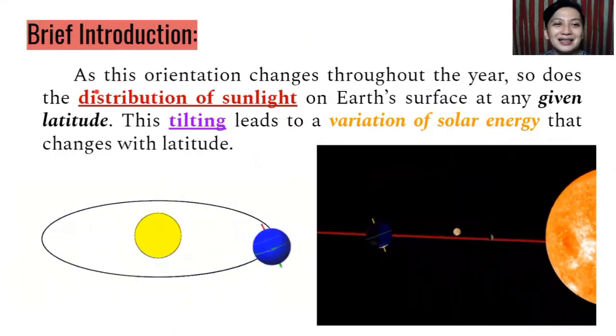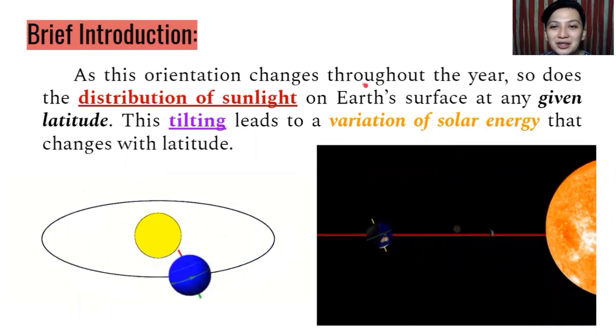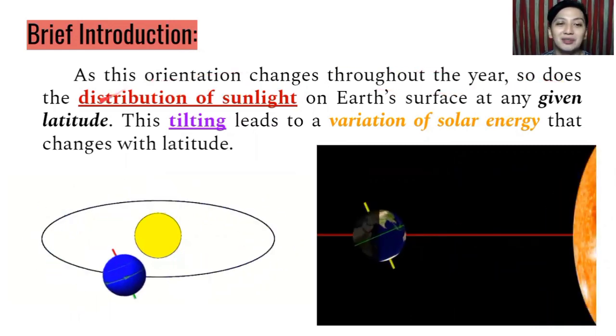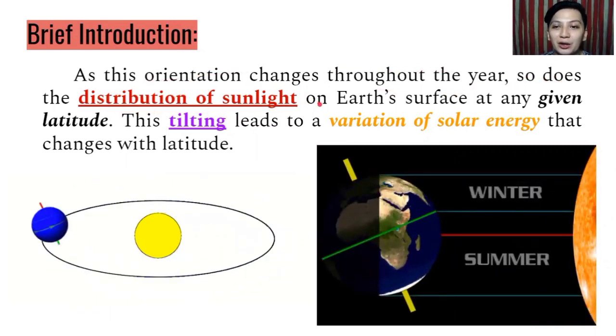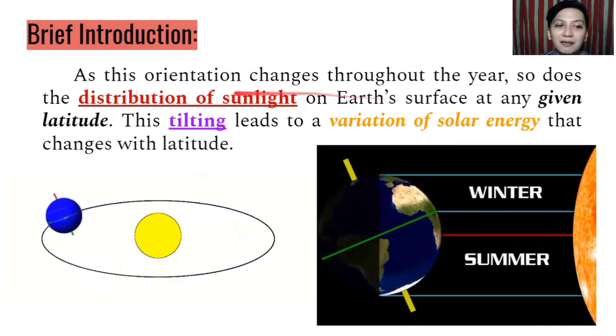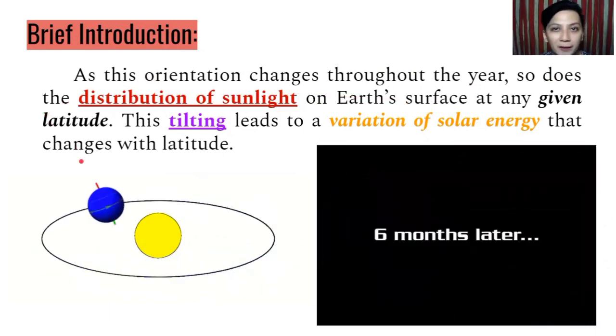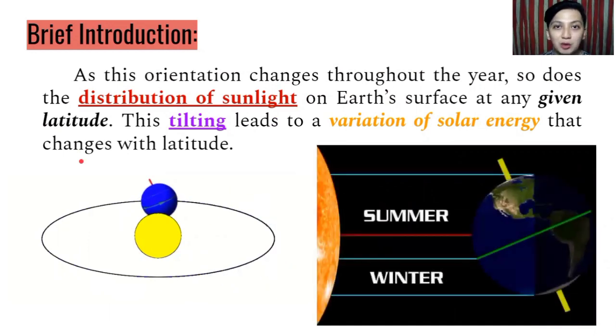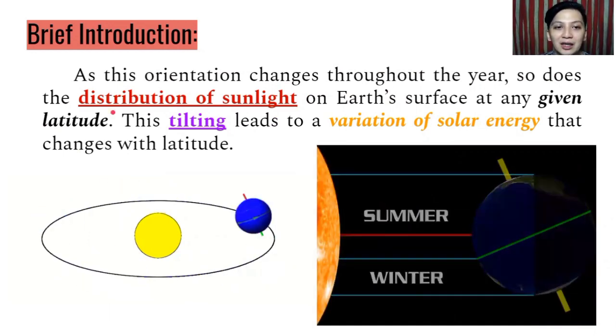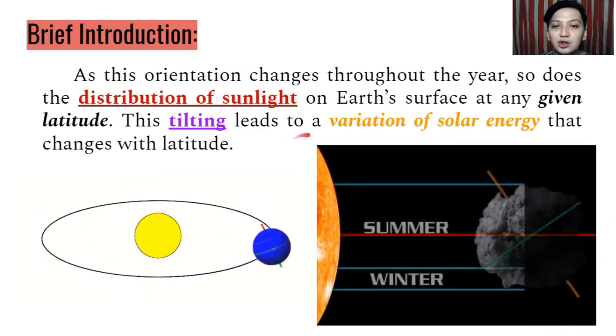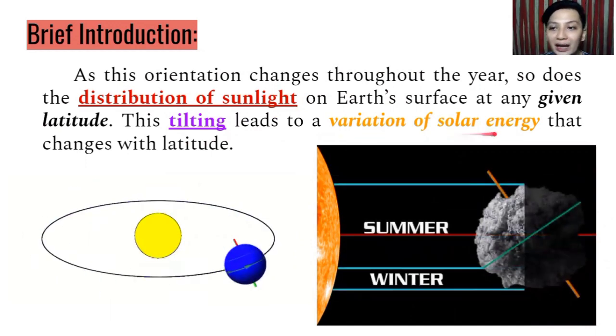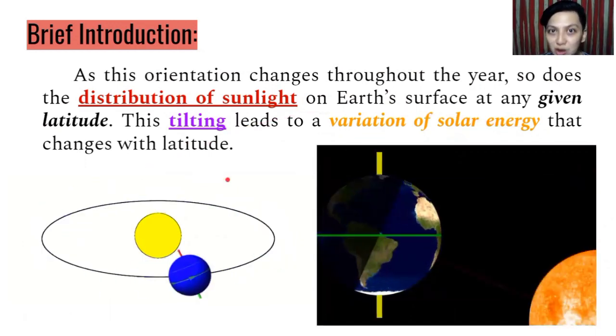So another thing is that as this orientation changes throughout the year, so does the distribution of sunlight on Earth's surface at any given latitude. That's why it's an unequal distribution of sunlight. So this tilting leads to the variation of solar energy that changes with latitude.